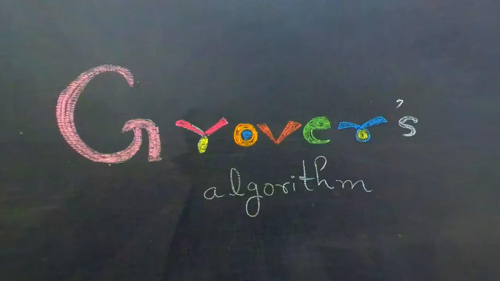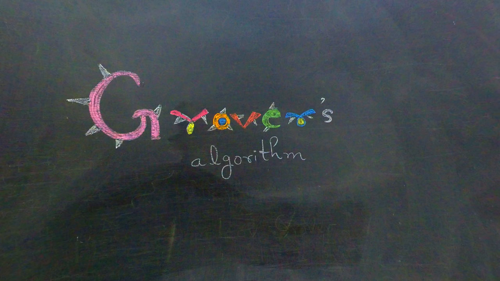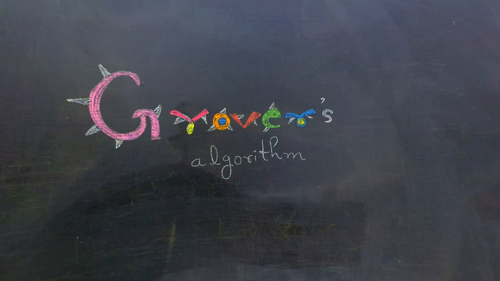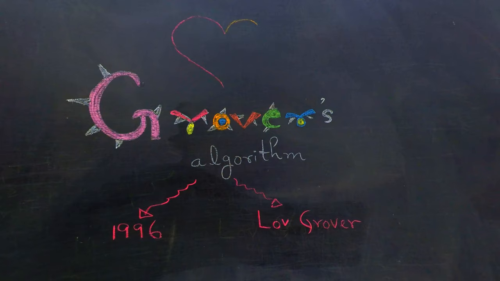In this video, we will learn about a very important quantum algorithm known as Grover's algorithm. Grover's algorithm was developed in 1996 by Lov Kumar Grover. He used to work at Bell Labs at that time. It is one of my favorite algorithms, and I remember screaming with joy when I learned it for the first time.